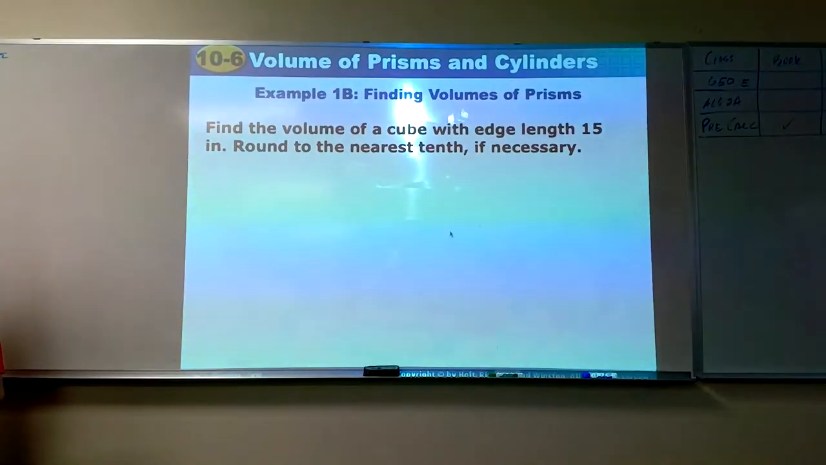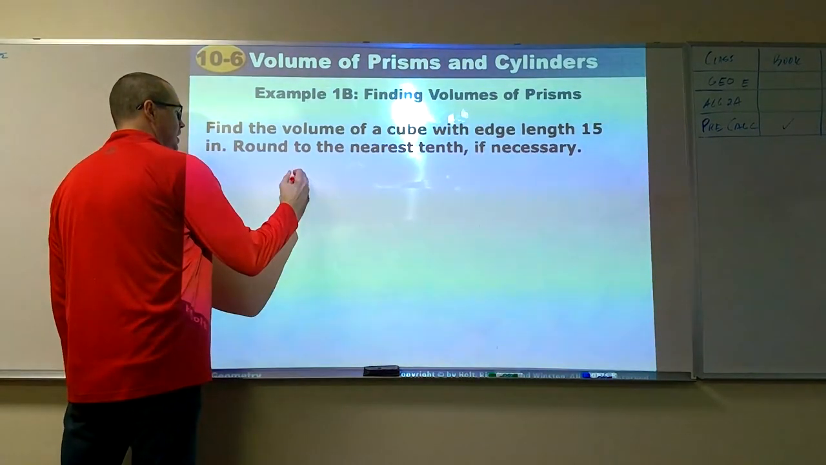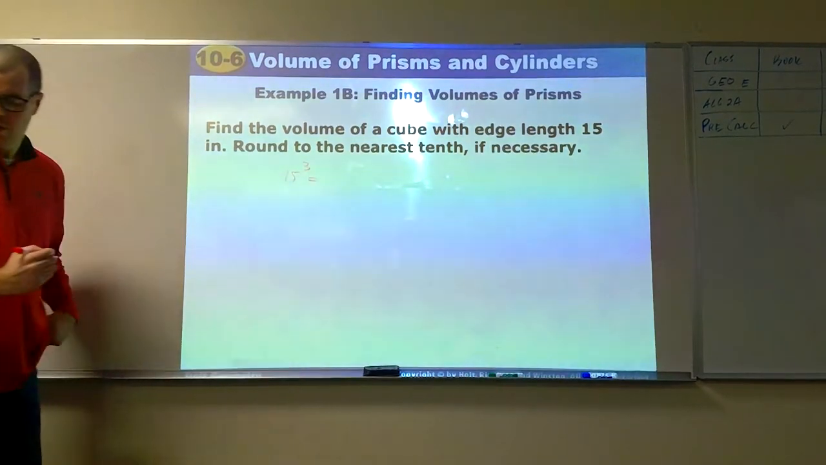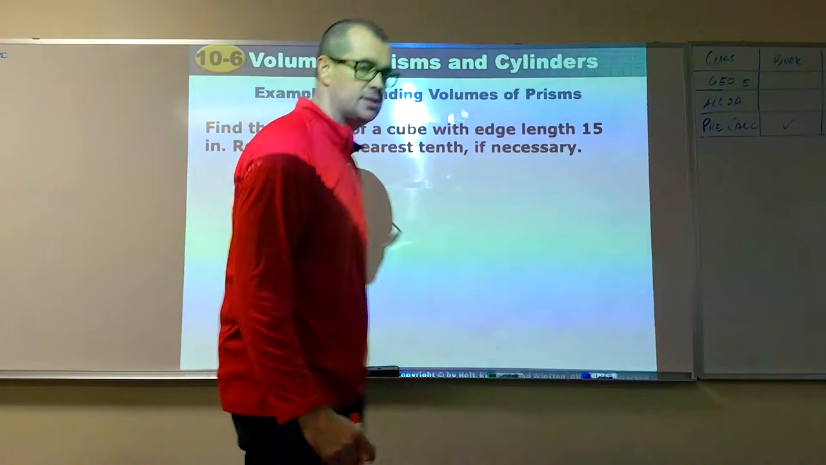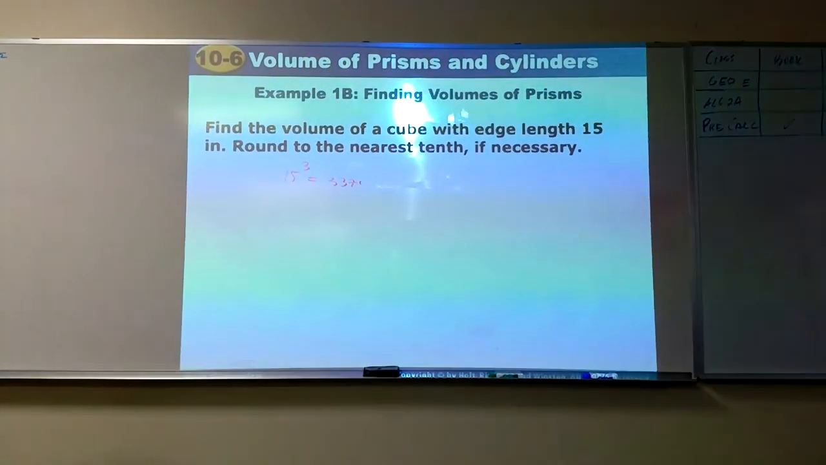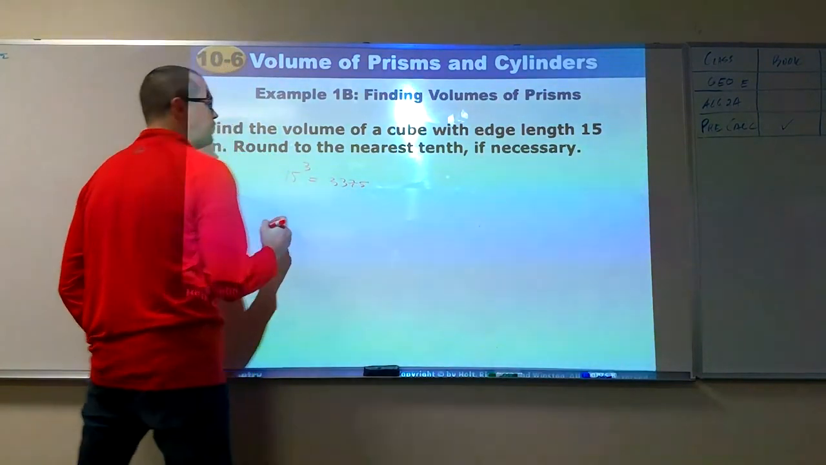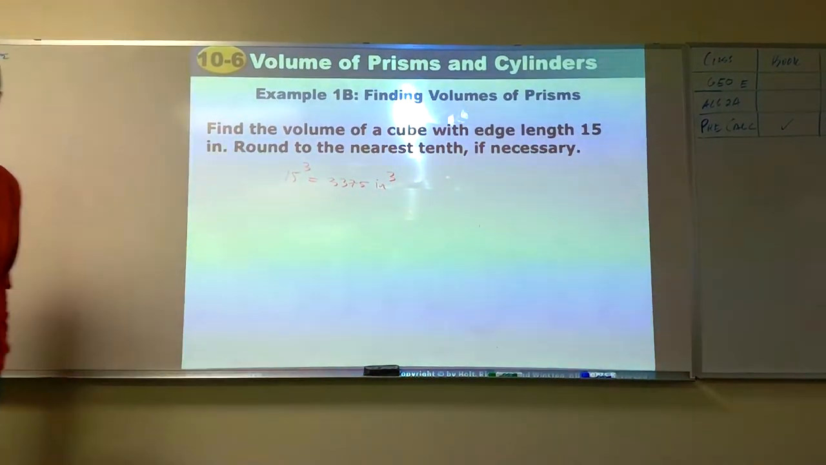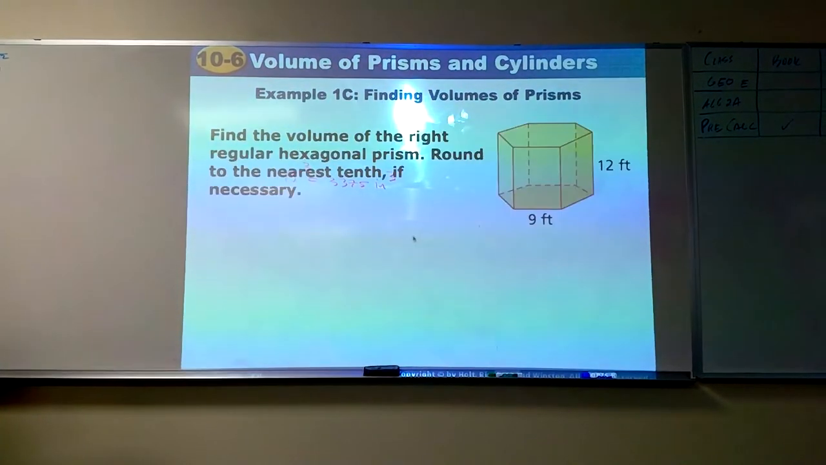Okay? So find the volume of a cube with edge length 15. Well, that's easy. I take 15 times 15 times 15, which is 15 to the third. And that gives me 3375 inches. Now we've moved to volume, so that's going to be inches cubed. Okay? Let's try it again.